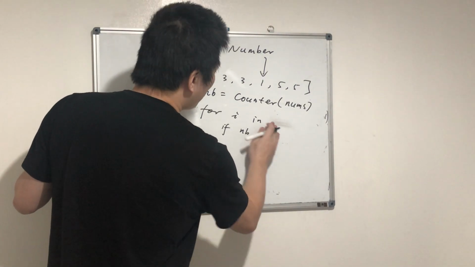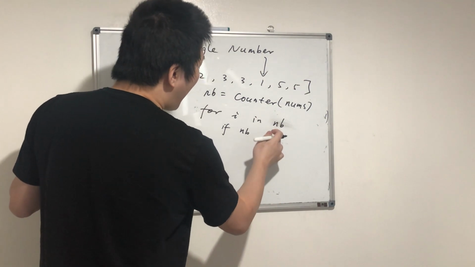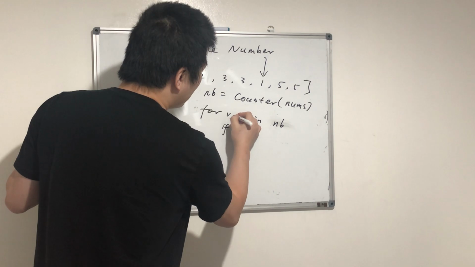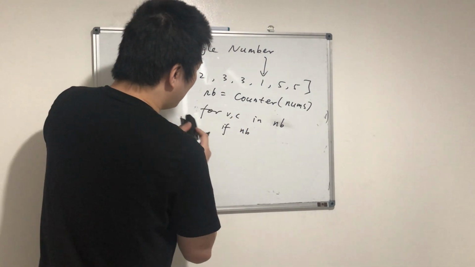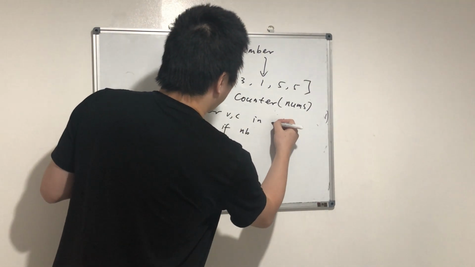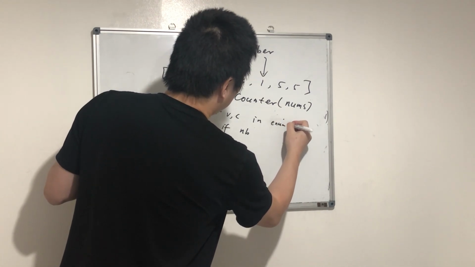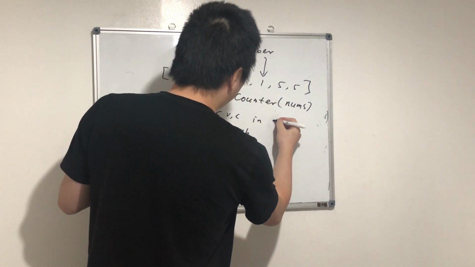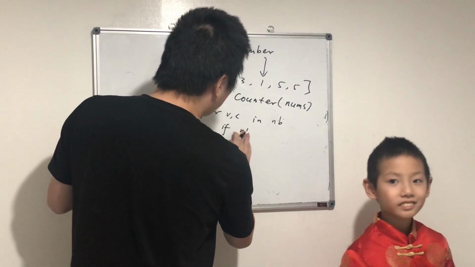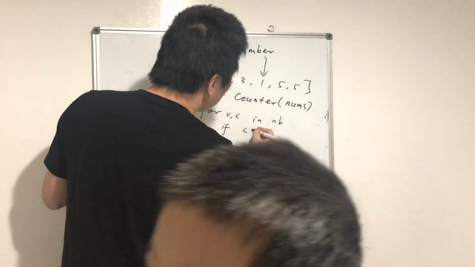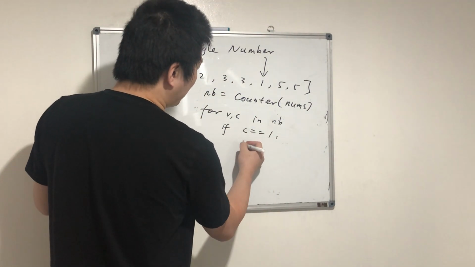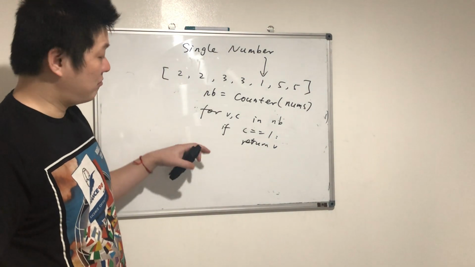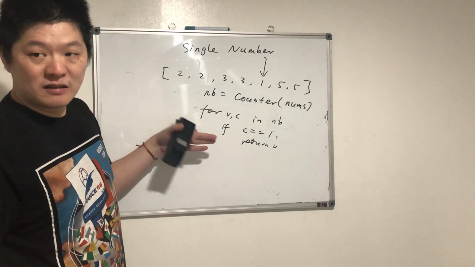Actually, for i in notebook is okay. For value, count in notebook. If c equals 1, it means it only appears once, then we return the value. Yeah, that's it. Do you get it?